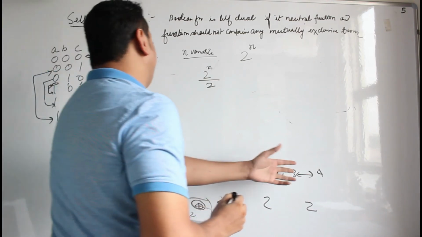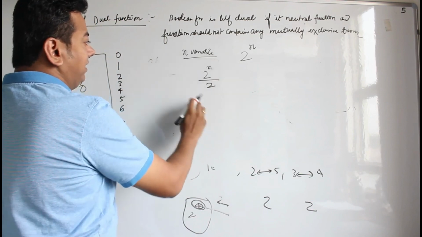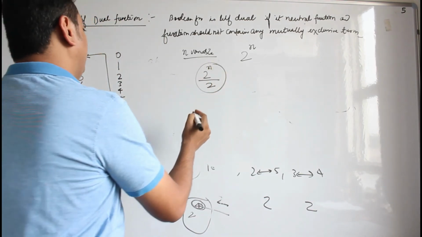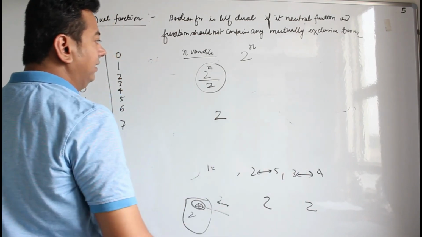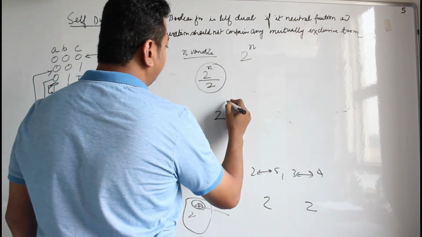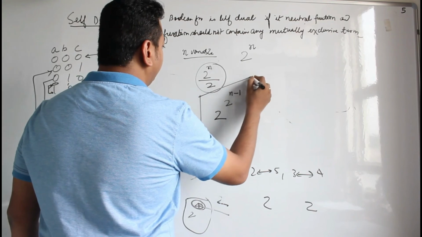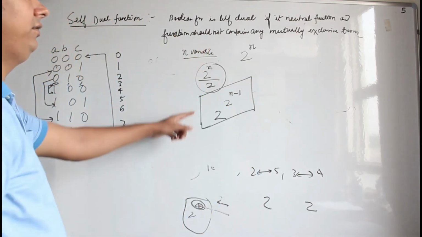And picking up from this, any one can be picked. These are the pairs of mutually exclusive terms, right? So 2 raised to power the number of pairs, and the number of pairs is 2 raised to power n minus 1. Total number of self-dual functions.